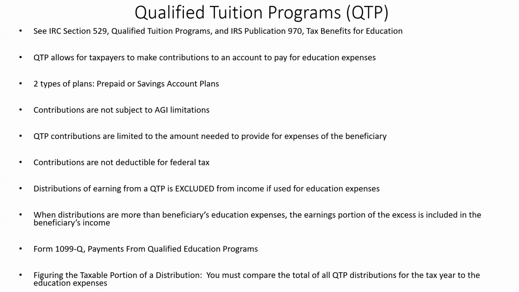And that's what the taxpayer may bring to the VITA site, a form 1099-Q. And this is how you would determine the taxable portion of the distribution. You're going to compare the distribution to the education expenses. And there's a chart or a small worksheet in publication 970 where you'll actually look at the distributions and compare them to the qualified education expenses. And that's the basics of a qualified tuition program. Very popular, and again, explained in detail in publication 970.